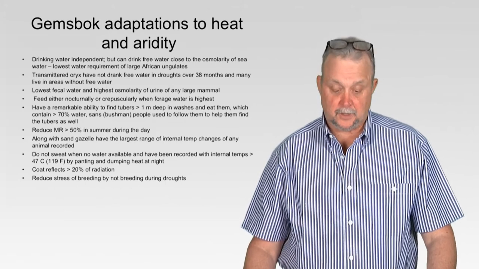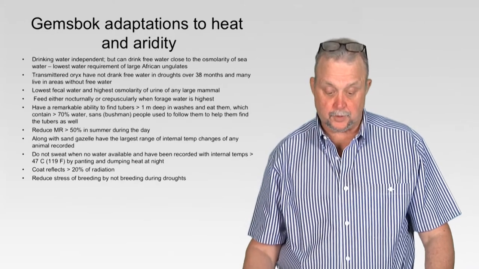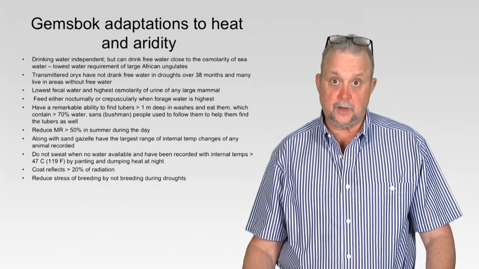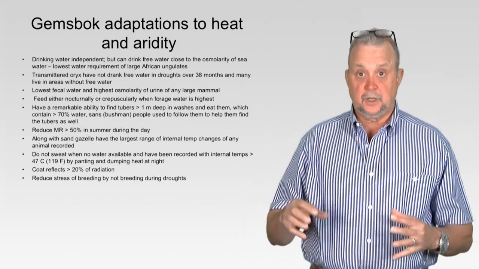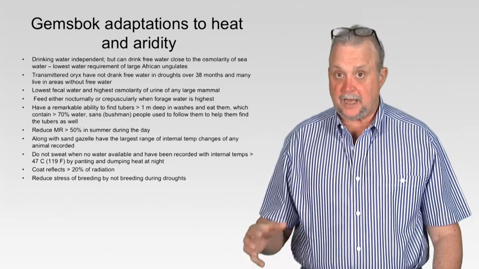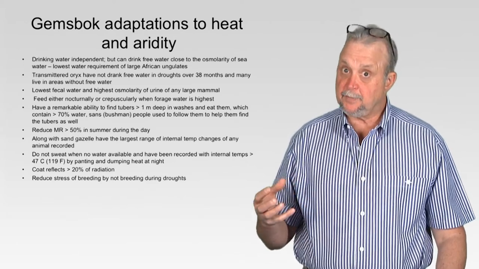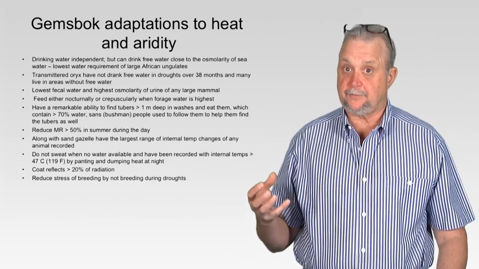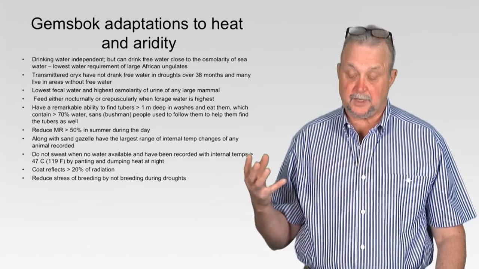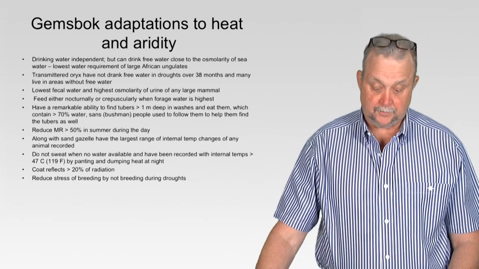They feed nocturnally. They have a remarkable ability to follow tubers, which are like large roots, deeper than 1 meter in the washes. In fact, the San people, which they used to call bushmen, would follow Gemsbok and find these tubers because they couldn't find them themselves. They reduce their metabolic rate by 50%.